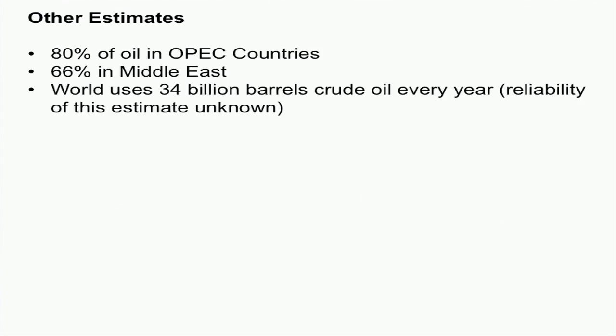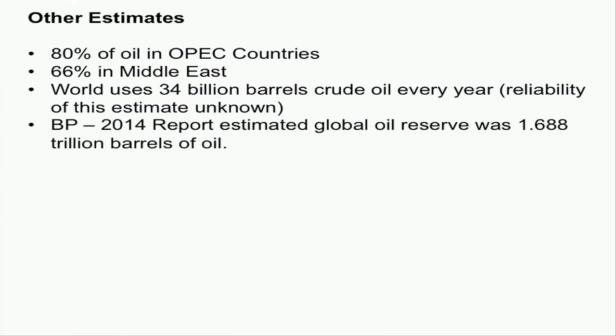This isn't in your slides, I'll add this later, but if you actually look at the various reports from oil companies, this is what they tend to say. This was from a report in 2015 by British Petroleum. First of all, they summed up by saying 80% of oil was being provided by OPEC countries, about two-thirds from Middle Eastern countries. The world in 2014-15 used about 34 billion barrels of crude oil every year, but again, that estimate is unreliable. And in a previous report, they also estimated that the global oil reserve was 1.688 trillion barrels of oil.